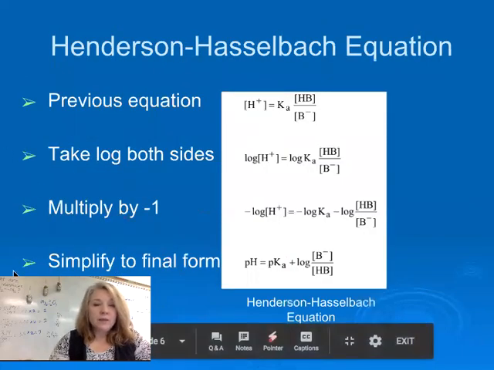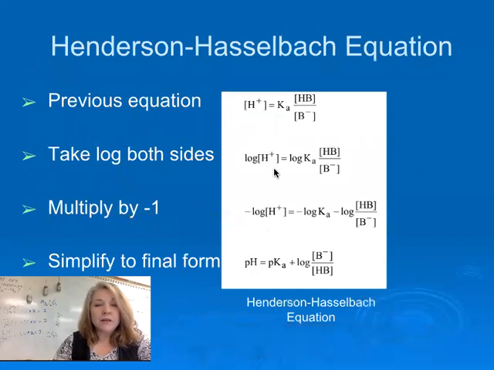If we look at that previous equation and we take the negative log of both sides, then we end up with something called, the final form is the Henderson-Hasselbalch equation. So taking the negative log combines your original Ka expression with the pH equation. So you could end up with this equation, and this is on your equation sheet, by the way, just to simply find pH.